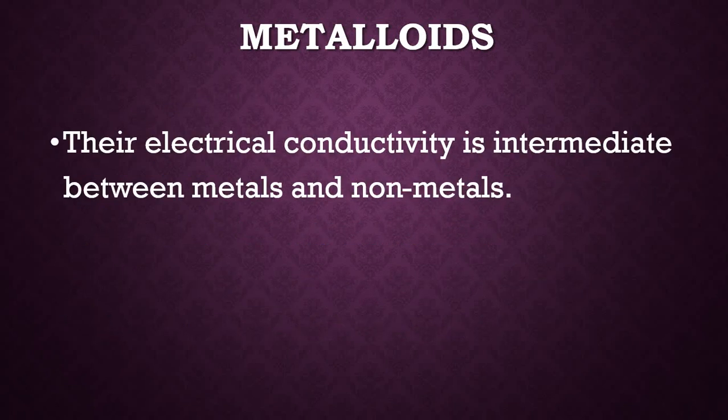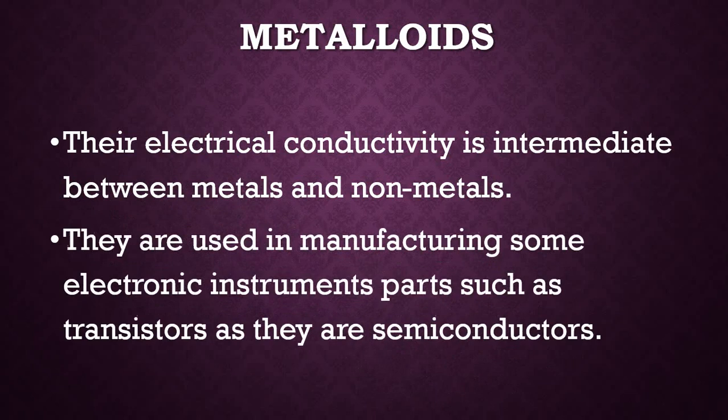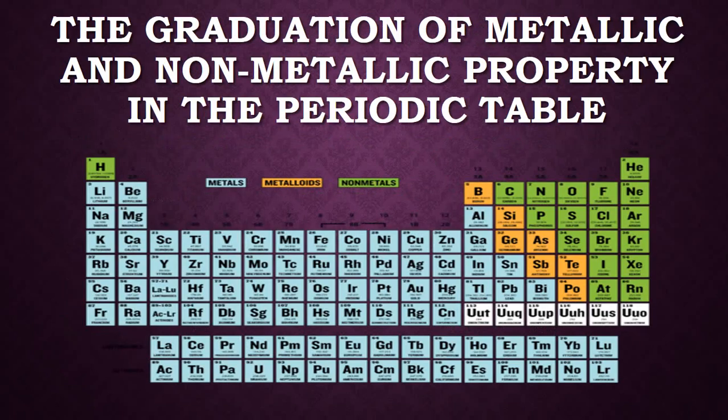Their electric conductivity as well is also intermediate between metals and nonmetals. So they are not very good conductors of electricity such as metals, and they are not electric insulators such as nonmetals. But we can say that they are semiconductors of electricity, and that's why they are used in the manufacture of some electronic instruments parts such as transistors or electronic chips. And that's because metalloids are semiconductors of electricity.